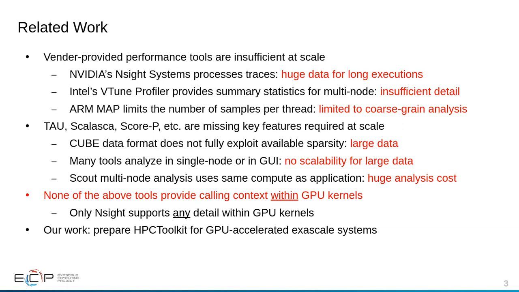Intel's VTune profiler only provides summary statistics for applications using multiple nodes. This does not provide nearly enough detail to optimize an application. In particular, there is no attribution back to the original source.